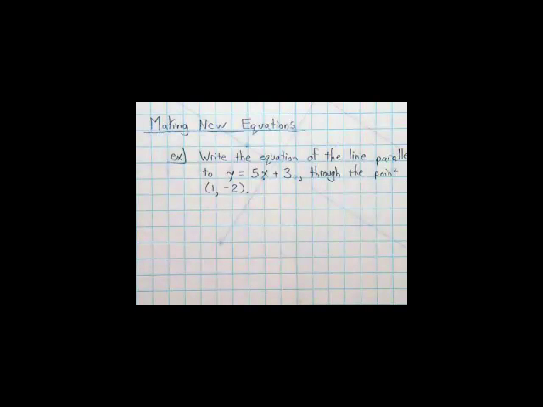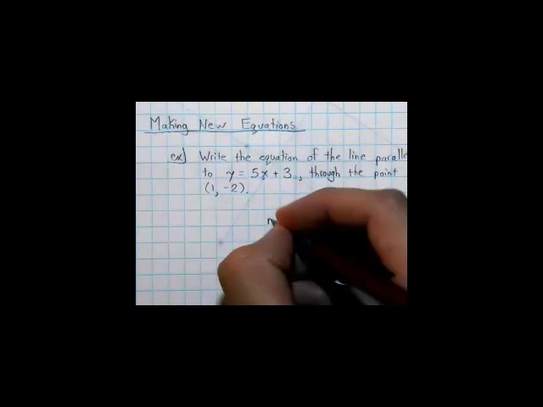Somebody who's not answered yet. Standing taller will not make me call on you. What's the slope of my line need to be if it's going to be parallel to the one that I wrote right there? 5. Thank you. All right, so my new slope, I know m has to be 5.